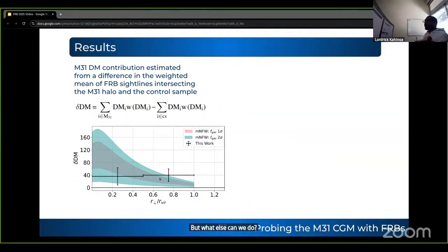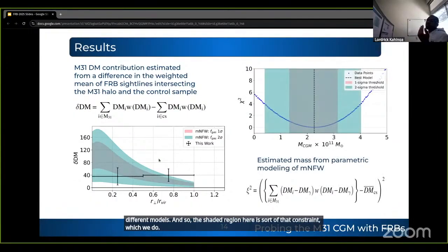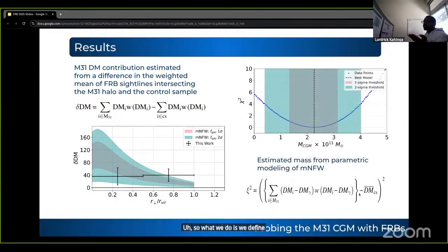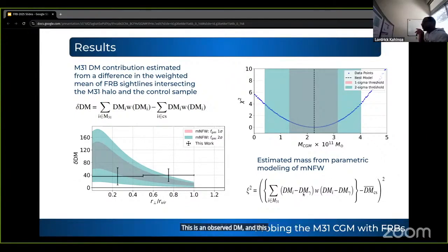But what else can we do? We can also try and constrain using different models. The shaded region here is that constraint, which we do. What we do is define a goodness of fit statistic shown in this equation here. What I want you to think about looking at this equation is that this is an observed DM, and this is DM predicted from some model.